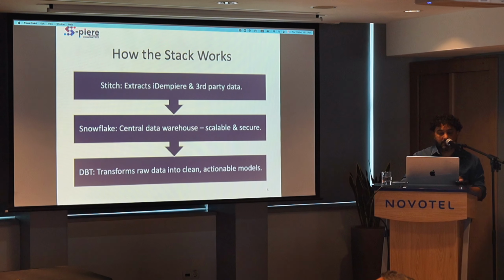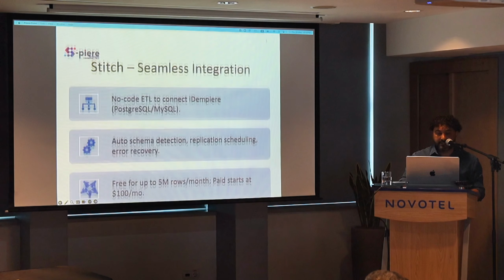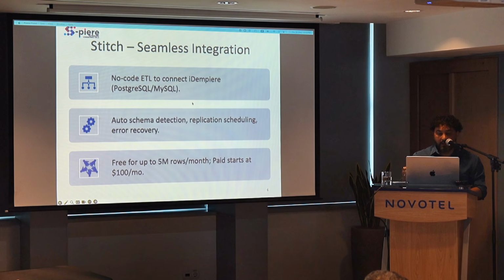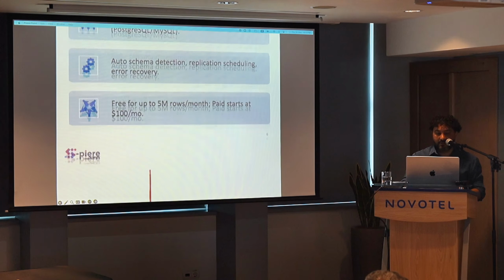The strength of Stitch is that it uses log-based replication, and it can also use interval-based replication. It can delete your data, and up to a million rows it's $100 a month, which is more than enough for all the SMBs, and even for bigger organizations. So yeah, as I was saying, $100 a month.